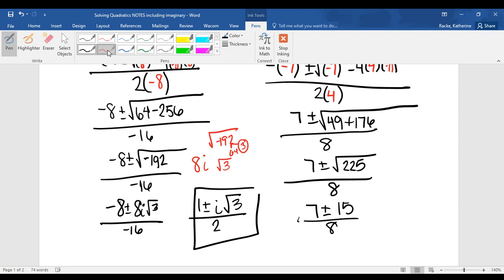Now you would have to simplify this, okay? So you would do 7 plus 15 divided by 8, and you would do 7 minus 15 divided by 8.